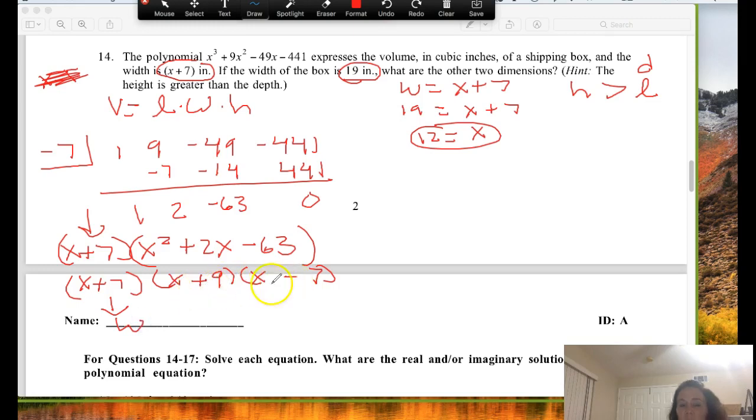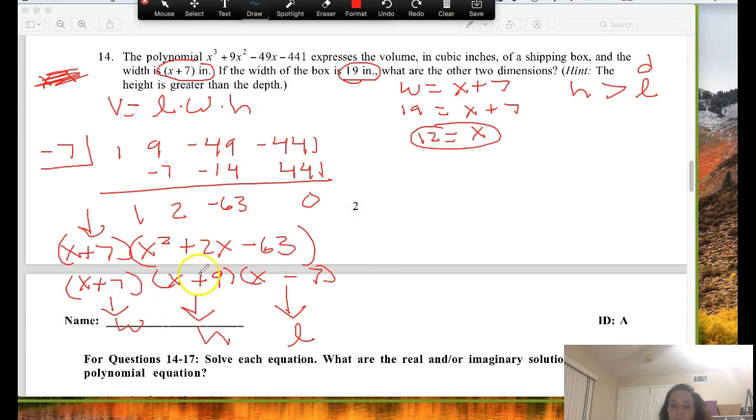Now which one of these is my length or my depth, and which one's my height? Well, they told us the height is greater than the depth. So if the height is greater, x plus 9, if x is 12, x plus 9 is going to be bigger than x minus 7. So this one has to be the height, and this one will be your length or your depth, whatever you want to call it. Okay, so we figured that all out.